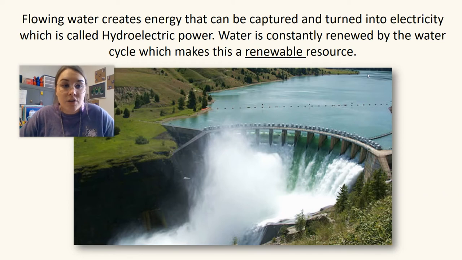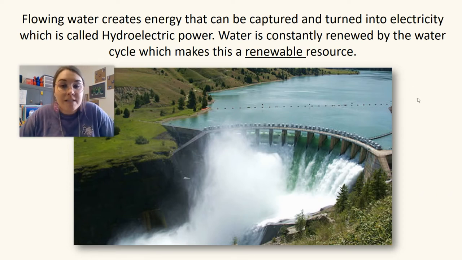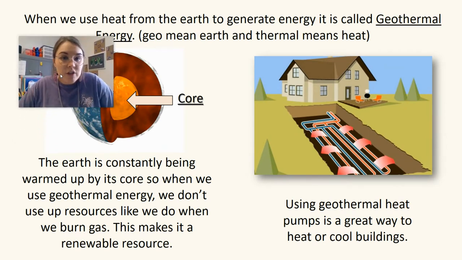So flowing water also creates energy that can be captured and turned into electricity, which is called hydroelectric power. Water is constantly renewed by the water cycle, which makes this a renewable resource. That means it can be replaced. So when we use heat energy from the Earth, it's called geothermal energy. It's like this core of the Earth. The Earth is constantly being warmed up by its core, so we use geothermal energy. We don't have to use up this resource like we do when we burn gas.